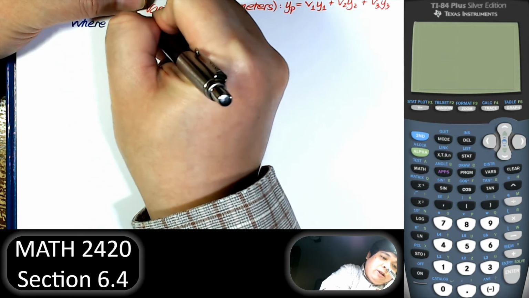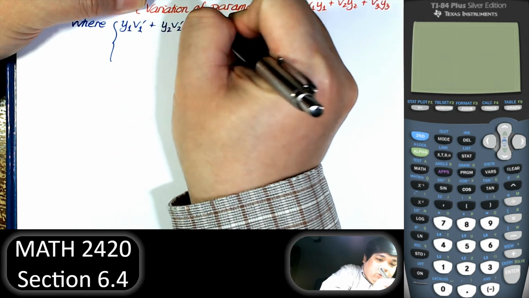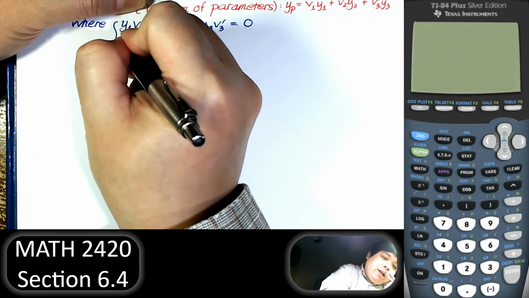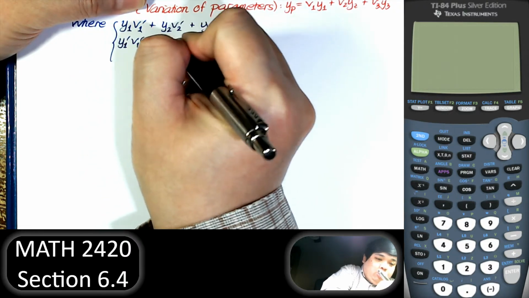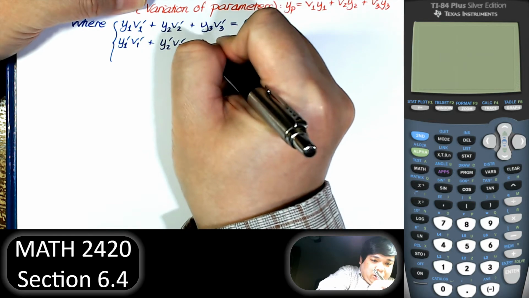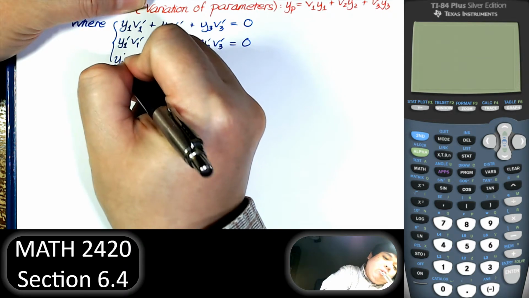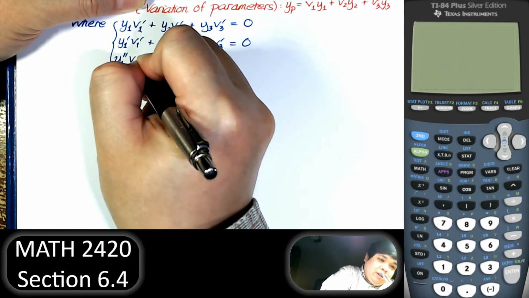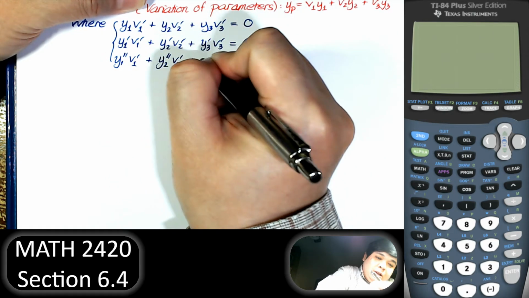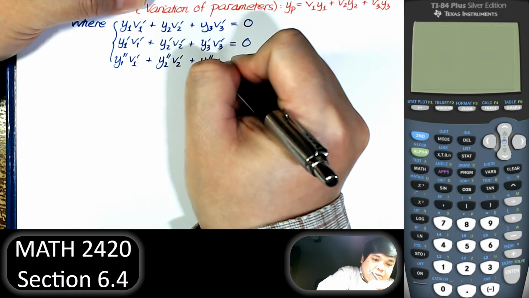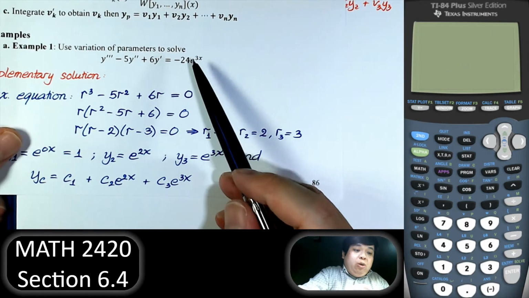y1v1 prime plus y2v2 prime plus y3v3 prime equal to 0. y1 prime v1 prime plus y2 prime v2 prime plus y3 prime v3 prime equal to 0. y1 double prime v1 prime plus y2 double prime v2 prime plus y3 double prime v3 prime equal to, not 0, whatever the input function is.